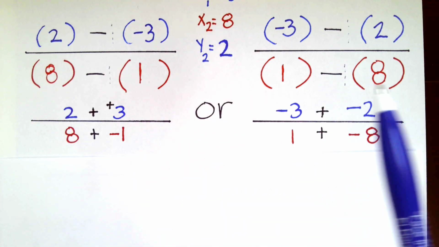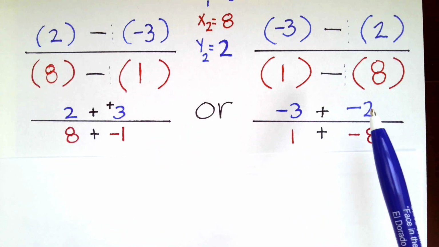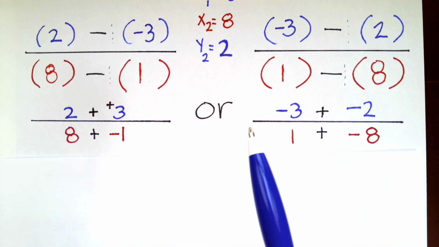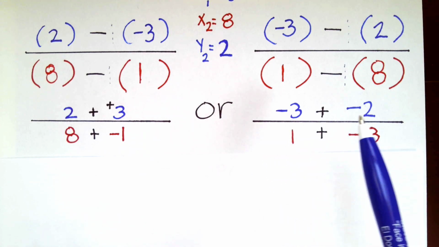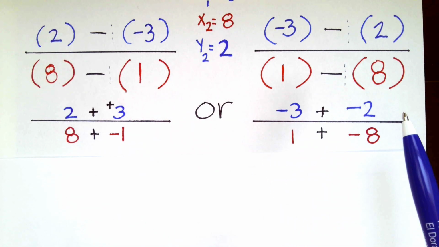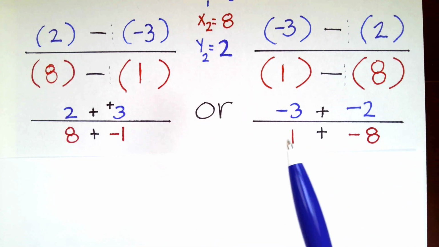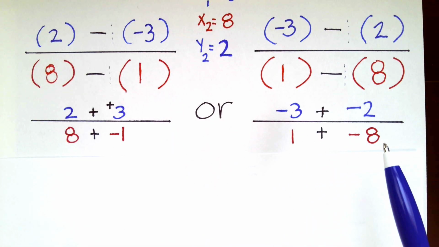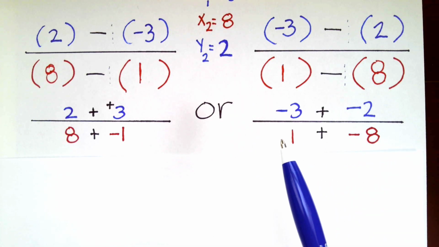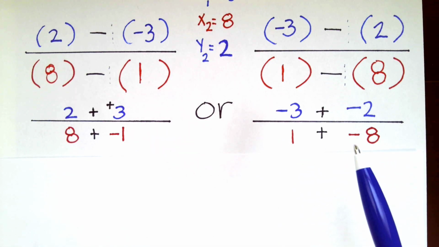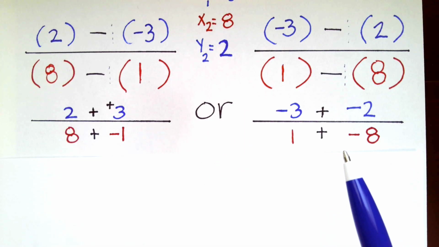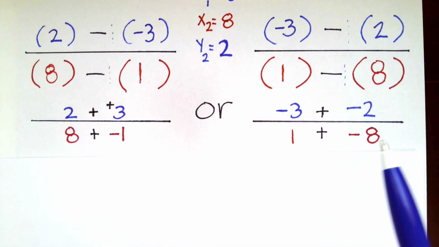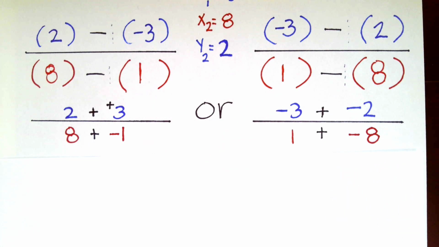Now let's take a look over here. A negative 3 plus a negative 2. Hey, you owe me $3. You borrow $2 more. How much do you owe me in total? Negative 3 plus negative 2 is a negative 5. Plus, 1 plus a negative 8. Right? You have $1 in your pocket. You borrowed 8. How much do you still owe me? Well, 1 plus a negative 8 is negative 7. So we have negative 5 over negative 7.